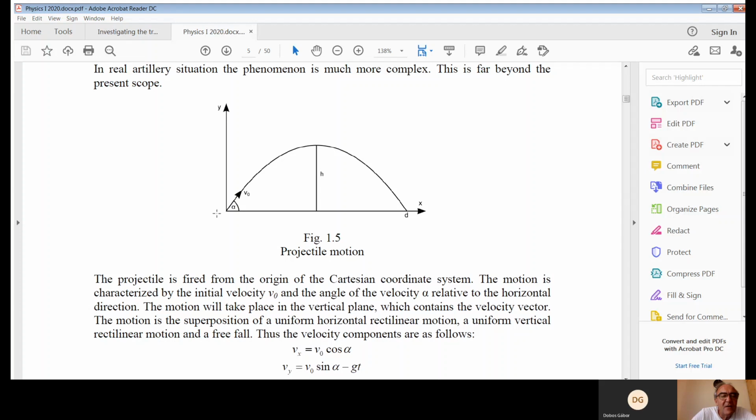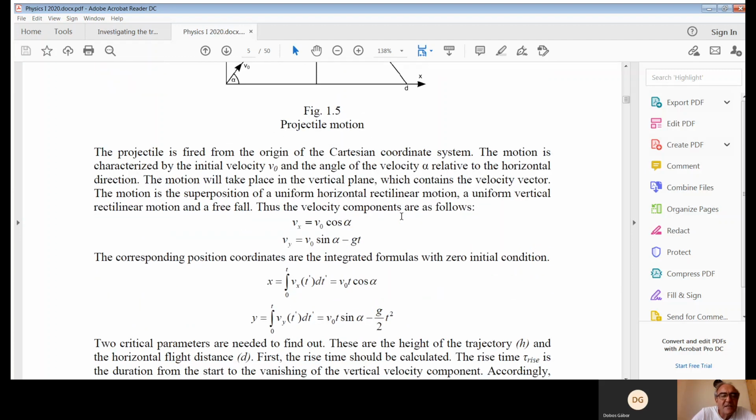Let's check this model now. We have the coordinate system in the center. We have the point where this particle is started from, and it is fired with the velocity v null, and the angle relative to the horizontal is alpha, and it is flying on a trajectory like a parabola, and we want to find out the h, the height, and the d, which is the flight distance, how far it went. So let's check this out. The projectile is fired from here.